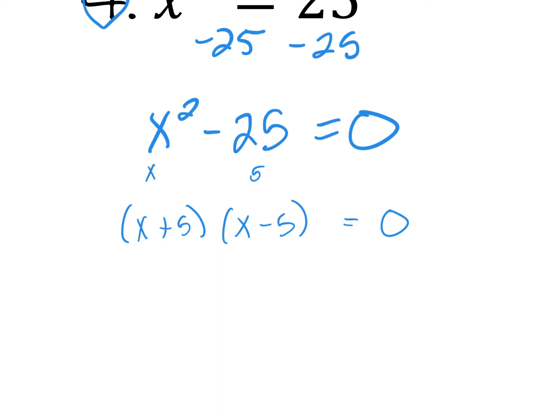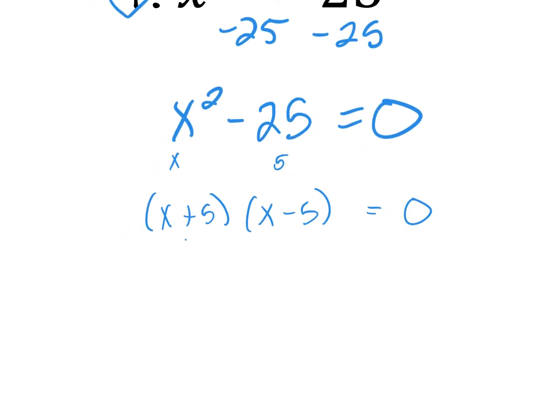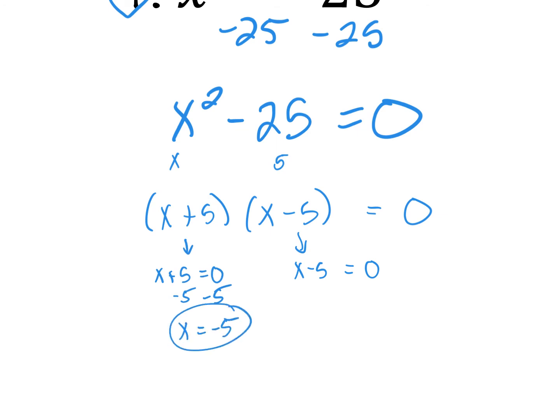And now we can use the zero product property. So x plus 5 is going to equal 0. X minus 5 could equal 0. And then we solve. x equals -5 and positive 5. And again, remember, these are our solutions. There are x-intercepts if we were to graph them. We also refer to them as zeros.